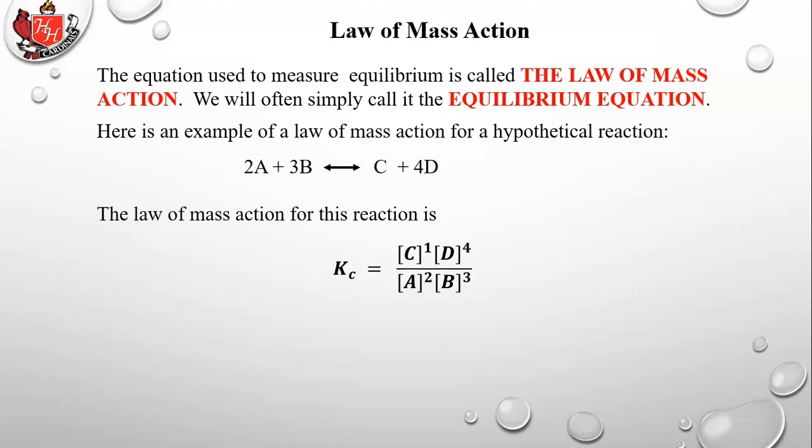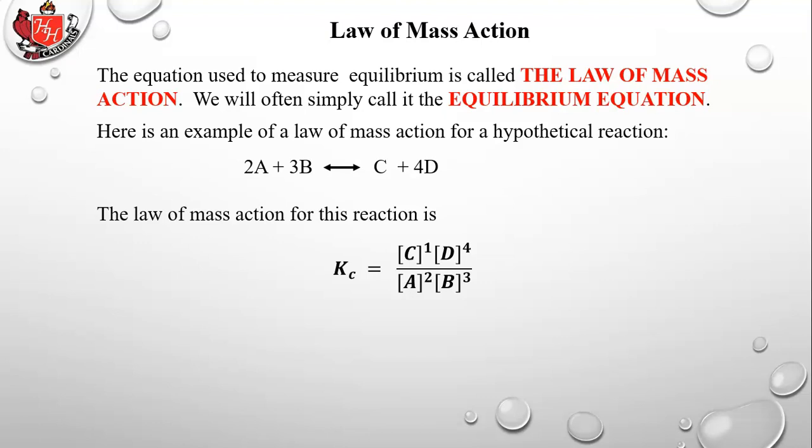And you'll notice the exponents are 1 and 4. Those are the coefficients in front of C and D. So the coefficients become the exponents in the law of mass action for this reaction. Down on the bottom, you see the reactants, A and B. And they're also in square brackets, meaning that those are concentrations. It's molarity. And that's why when we talked about measures of concentration, molarity is pretty much the only one we're going to talk about from now on. There might be a few brief exceptions, but generally not.